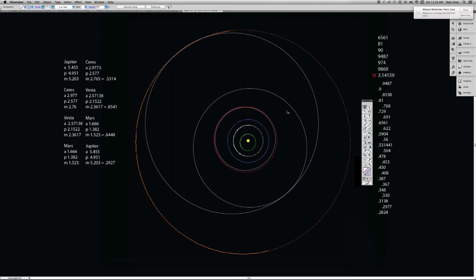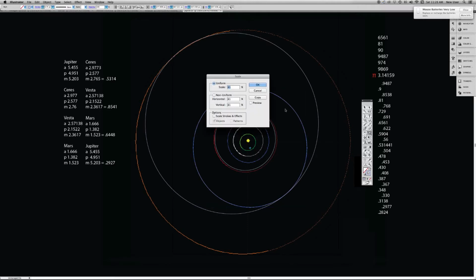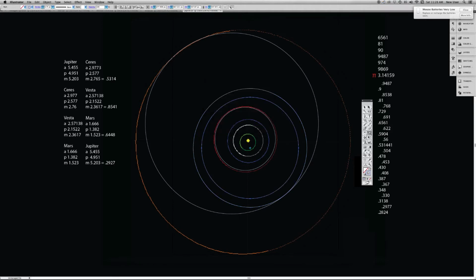But Vesta has an 8538 relationship with Ceres. So I'll put that in at 8538. And Vesta sits about there. It just overlaps the orbit of Ceres, but I don't think they're connected. Just in proximity to each other.